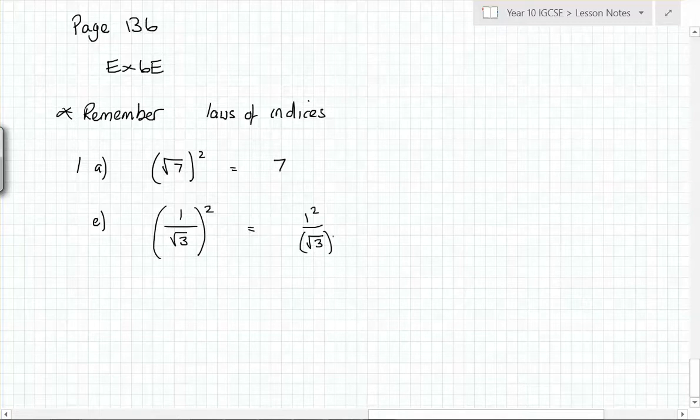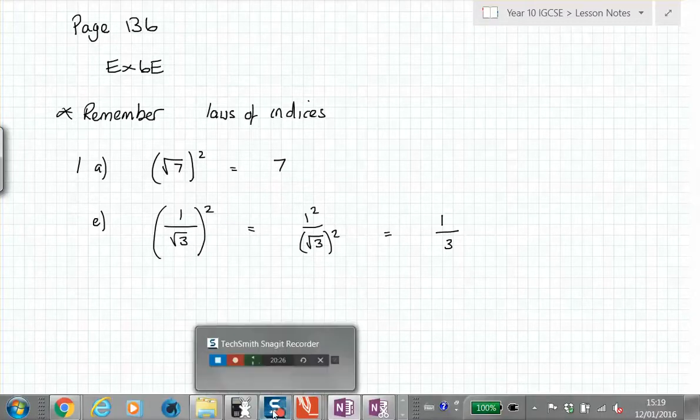Root 3 and then a 2 next. And squared. Do you remember the laws of indices? The power gets applied to both of them. Now that simplifies, because a couple of you in your homework weren't simplifying. 1 squared is 1. Root 3 squared is 3. So it just becomes 1 over 3. Make sense?